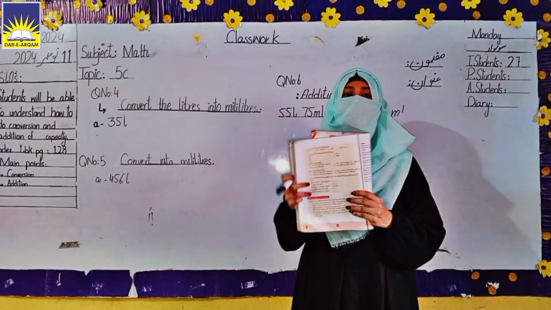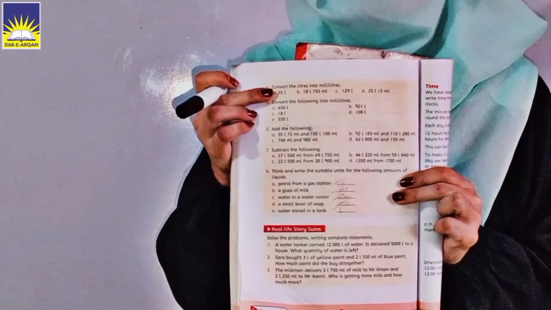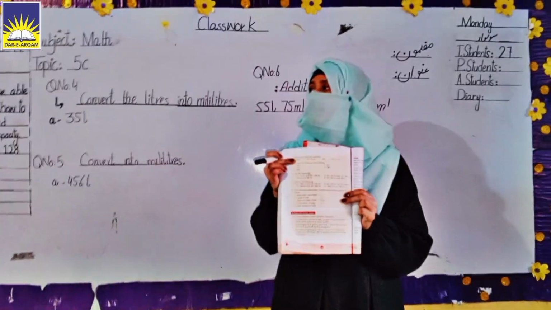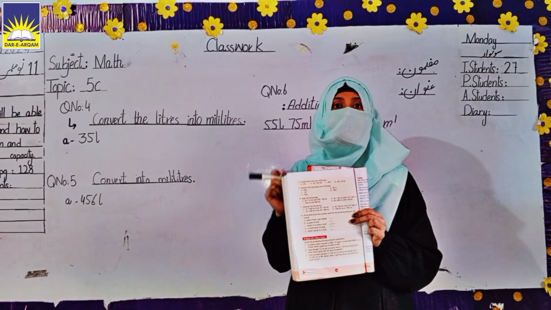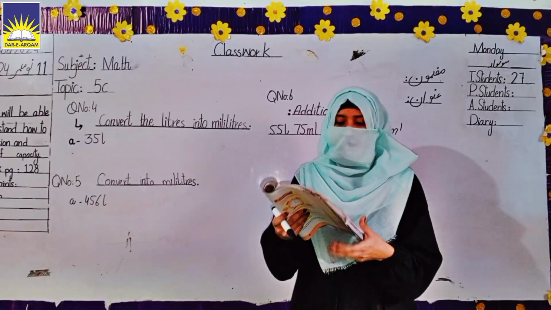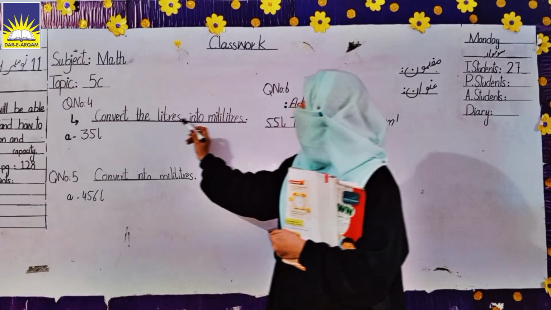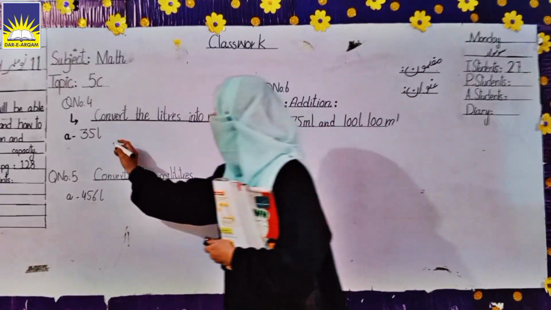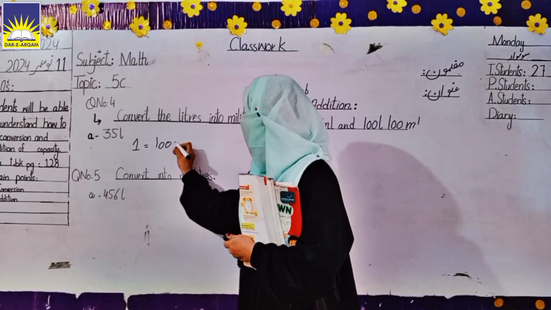Okay, look at the textbook, page number 128 and the question number 4. Recently we discussed the conversion of liter into milliliter and as well as meter into liter. Okay, जैसे कि आपको नजर आ रहा है क्वेश्चन नंबर 4, convert the liter into milliliter. We know that in 1 liter 1000 milliliter present.